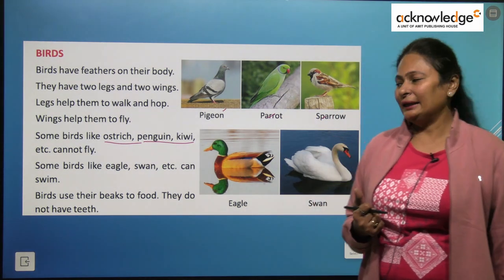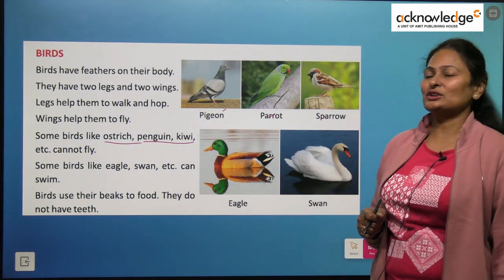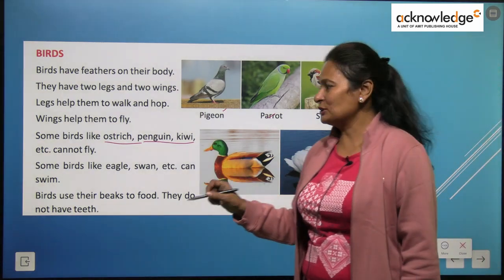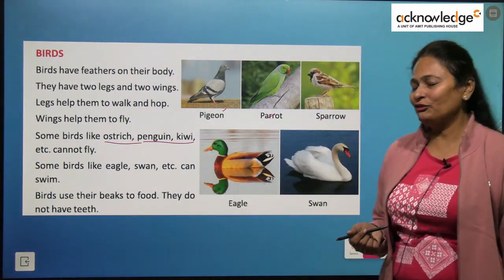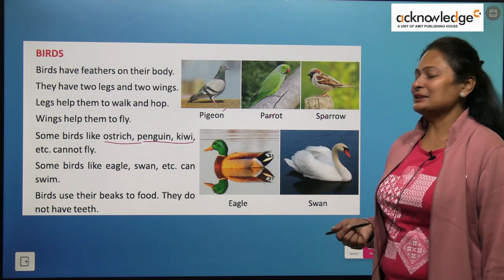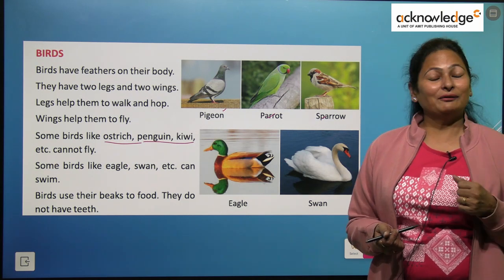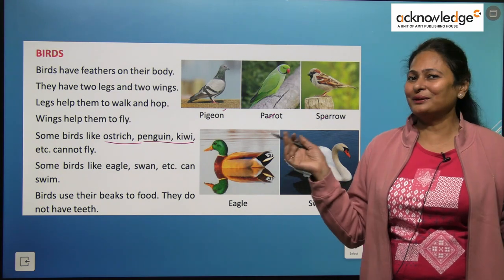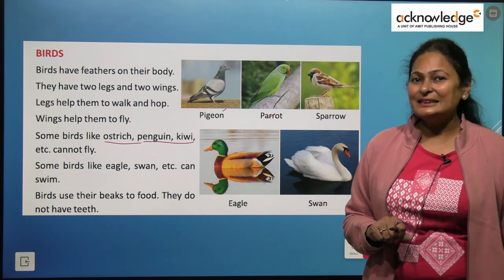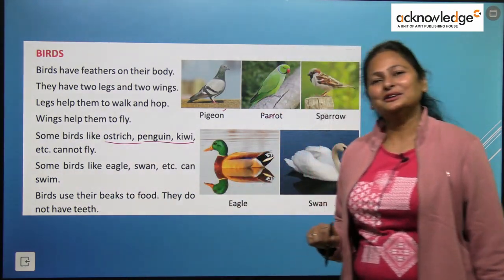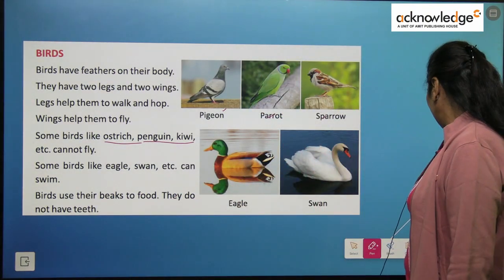Some birds like eagle, swan, etc. they can swim. Yes, and ducks too, they can swim but they cannot fly. Birds use their beak to eat food. But one interesting fact, the birds don't have teeth. Yes, they use their beak to eat, right?